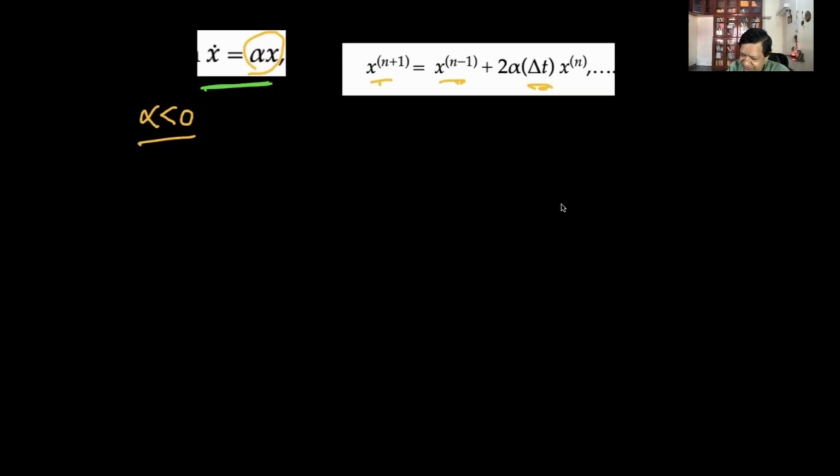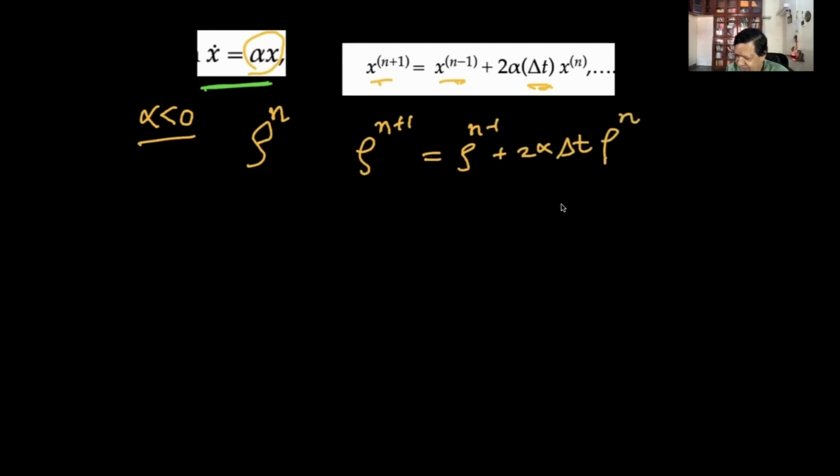But let's try a solution which is growing in time, x_n equal to rho to the power n. It turns out it's a valid solution. How do I see that? This will be rho^(n+1), and this will be rho^(n-1) plus 2 alpha delta t rho^n. So rho^n will cancel. I just multiply by rho on both sides and cancel rho to the power n. So rho squared equals 1 plus 2 alpha delta t rho.